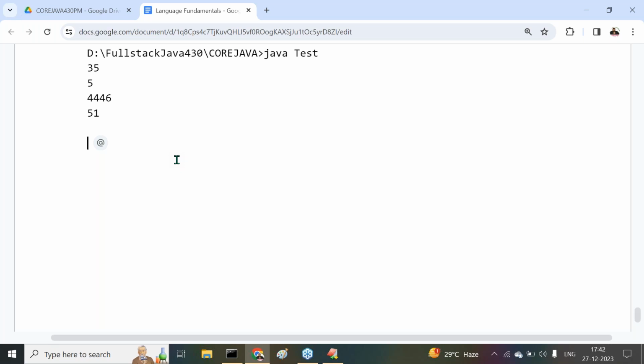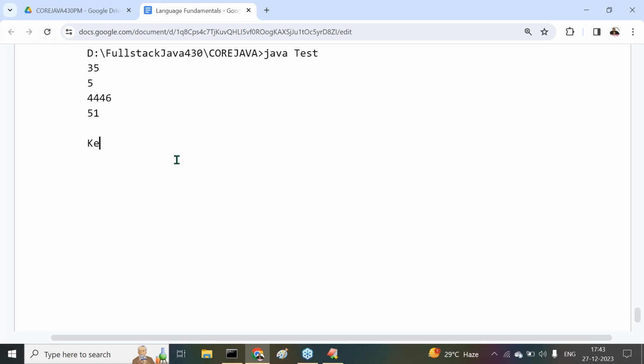Out of these five topics, which topic did we start? Tokens we started. How many topics are available inside tokens? Four topics are available. What are the four topics? Identifiers, literals, keywords or reserved words, and operators. Out of these four, how many have we completed already? Two are completed. What are the two? Identifiers we completed, and the number system is completed.